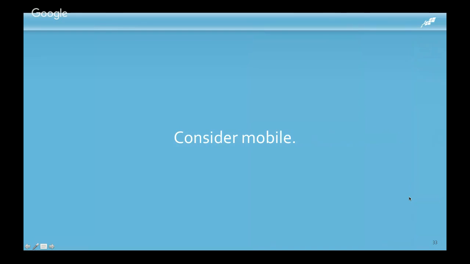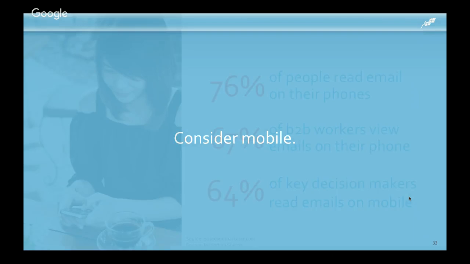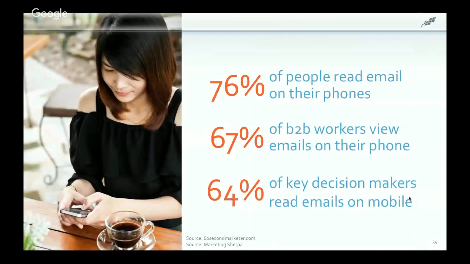And so with desktop, we all kind of know what that is. You're on a computer and you've got all kinds of space and things to use. But mobile is incredibly important. 76% of people read email on their phones. 67% of B2B workers view emails on their phone. And 64% of key decision makers read email on mobile.